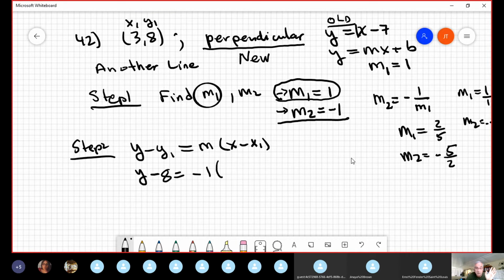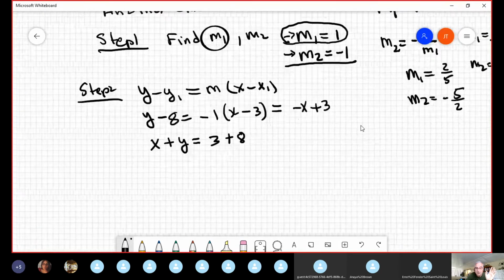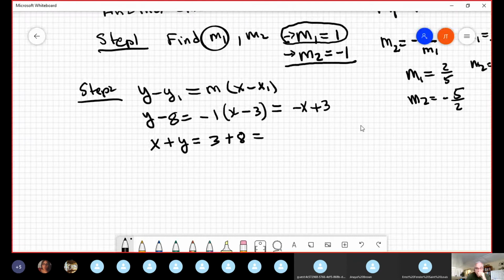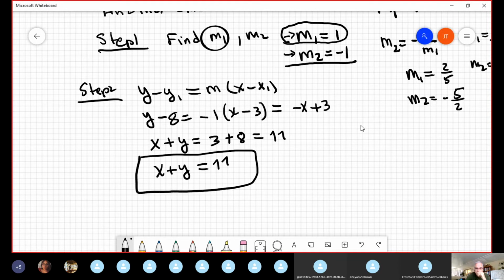Minus 1 times x minus x1 gets 3. Apply the distributive property: minus x plus 3. Move x to the left, y stays, 3 plus 8. 3 plus 8 is 11. And the equation is x plus y equals 11.